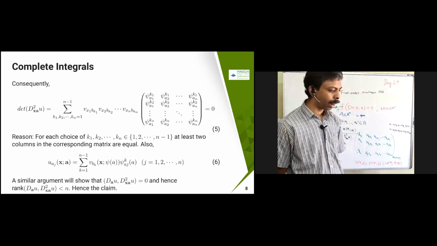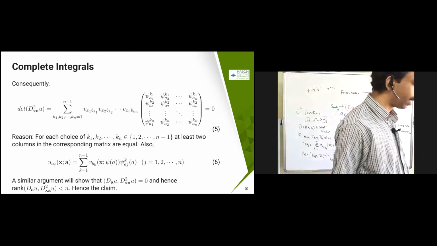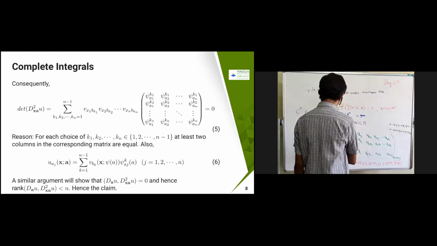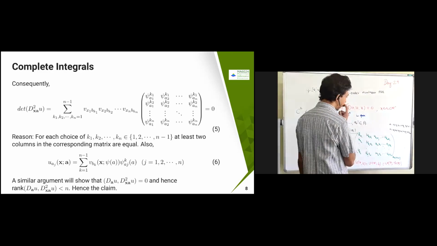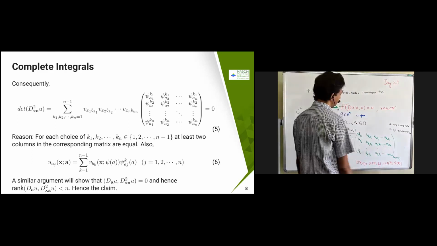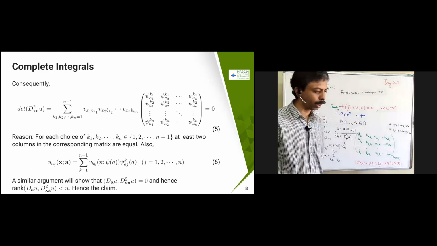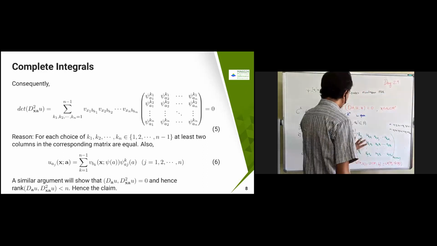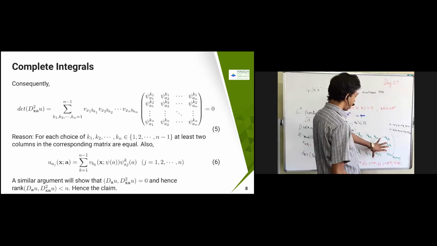A similar argument you can use to show this for the other one also. You take your b1, b2, bn family, and in that case at least one of the b1, b2, bn is going to repeat, the same thing. So the same argument you can repeat, and this determinant is also going to become 0.